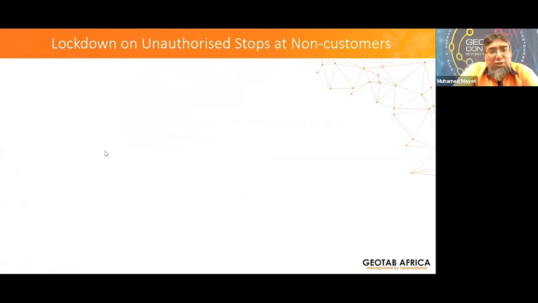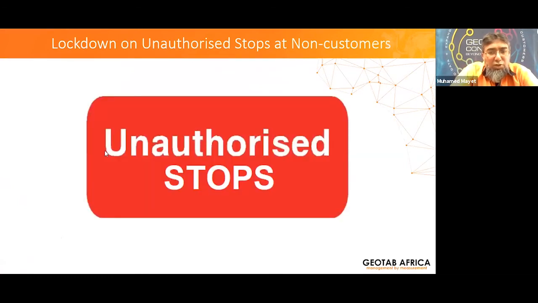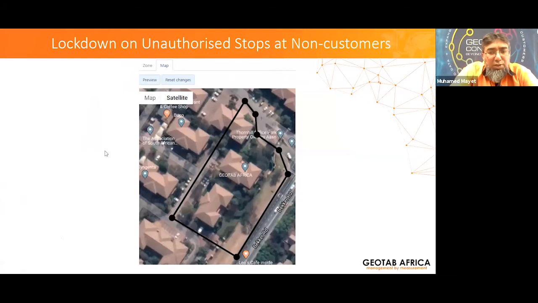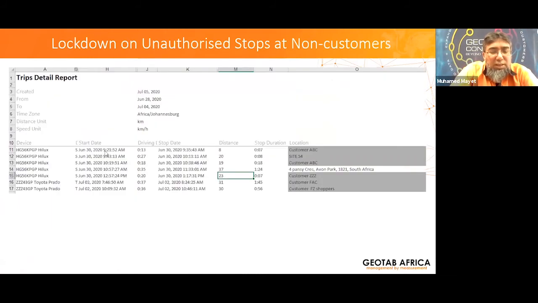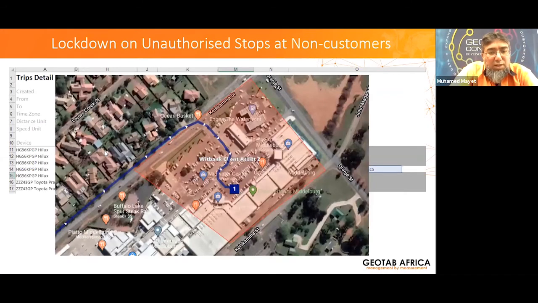Lockdown on unauthorized stops at non-customers. In order to monitor unauthorized stops, clients should always create the customer zones. Make sure that all your customer zones are created. This will assist in identifying which customers he stopped at. And in Geotab, you can set up rules based on customers, zone types, and if the vehicle is outside the zone. And when these rules are created, you will immediately see in your trip list when vehicles are going to unauthorized stops, and you can see this data on the map, where it will not be marked as a star, meaning it's stopped at an unauthorized stop.